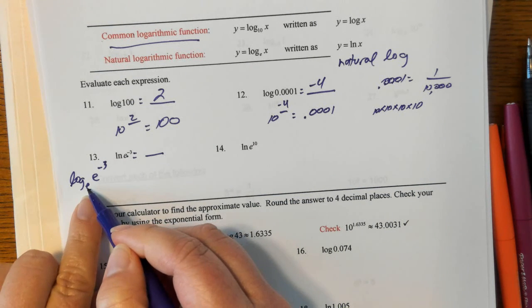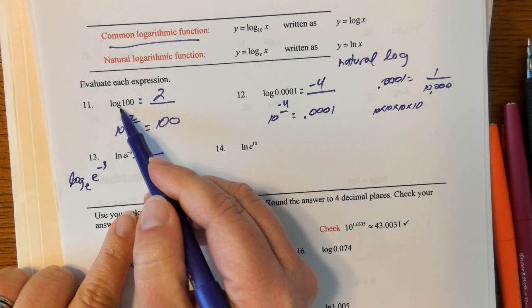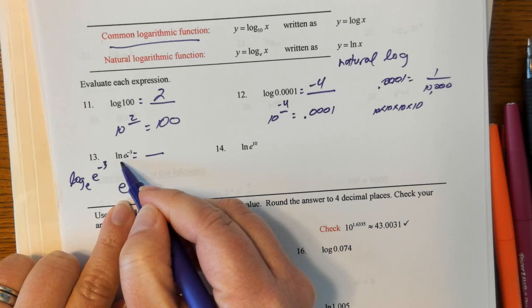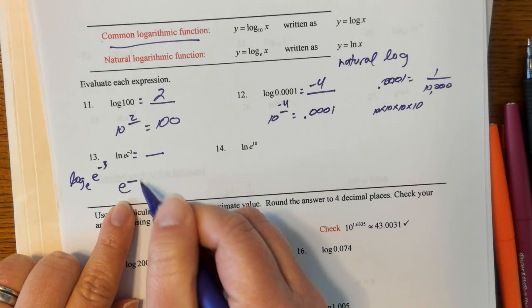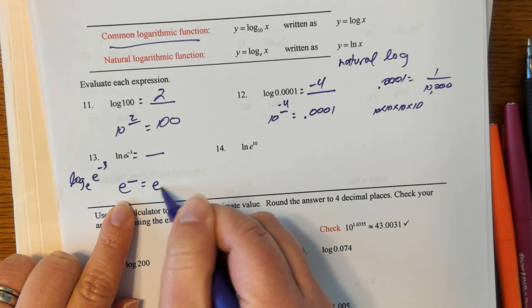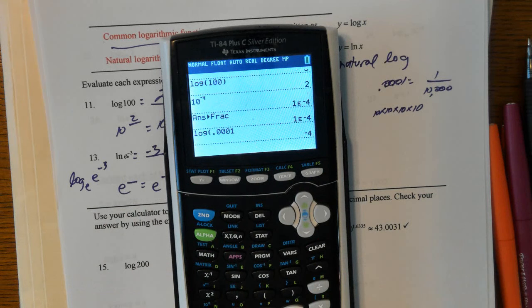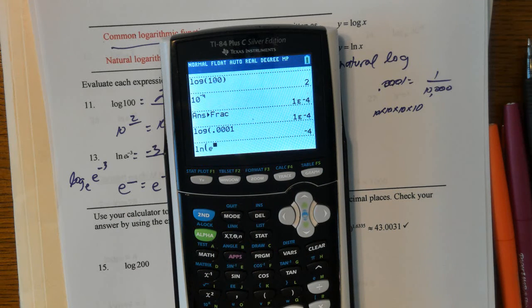So if we start from this e, just like we started with the 10 that wasn't written but we knew it was there. We start with the e that isn't written but we know is there. E to the something has to give us e to the negative 3. What should we put in that blank? Oh, I bet it's negative 3. Okay? And in your calculator, if you would hit ln of e to the negative 3, it will tell you that that answer is negative 3.